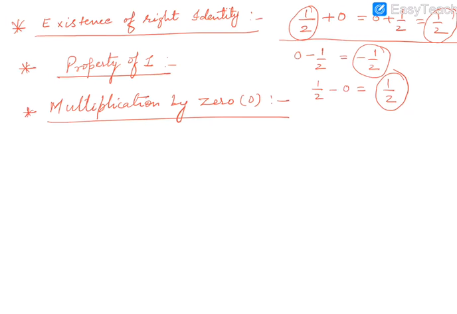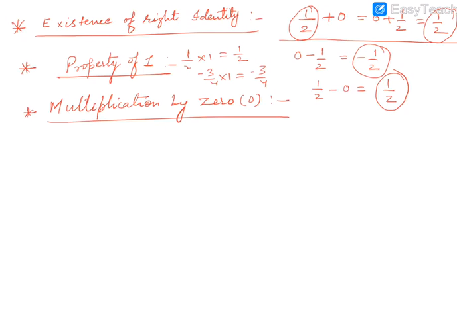Now next one is the property of 1. What is property of 1? When we multiply by 1 in any rational number, it gives the same answer. Suppose 1 by 2 into 1, you will get 1 by 2. Minus 3 by 4 into 1, you will get minus 3 by 4. So when we multiply by 1 in any rational number, it does not affect the rational number. So this is known as property of 1.